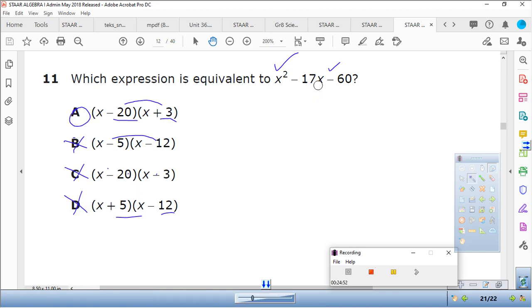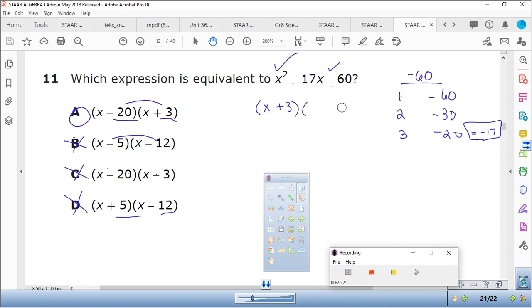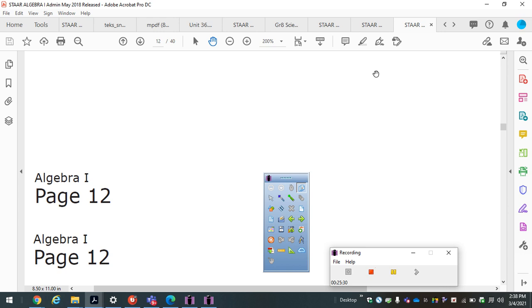Okay, this is what you're supposed to do for real. Since it's a 1 here, get the factors of a negative 60 that add up to a negative 17. This is bigger, so these are all negative. So I'm going to go 1 and 60, 2 and 30, 3 and 20. And look, that one already adds up to that negative 17. Boom, that's what I want. Break it down to x plus 3 and x minus 20. And there it is.